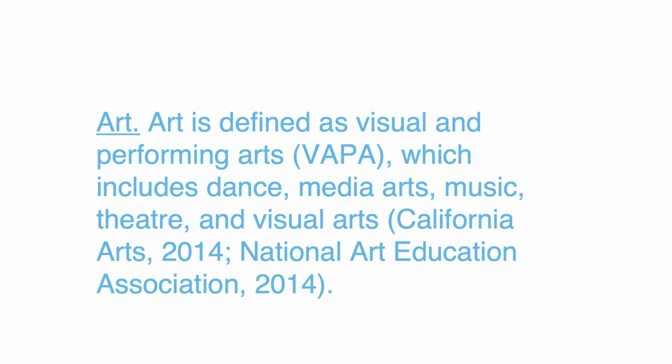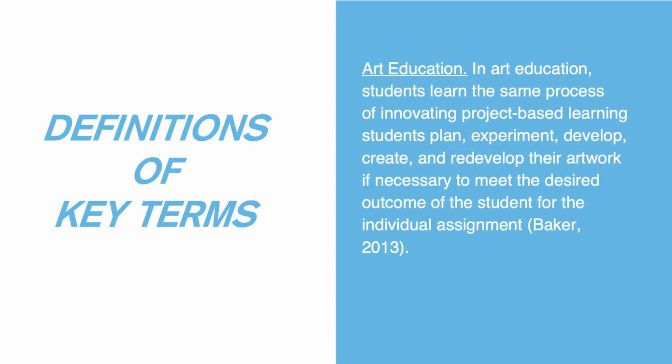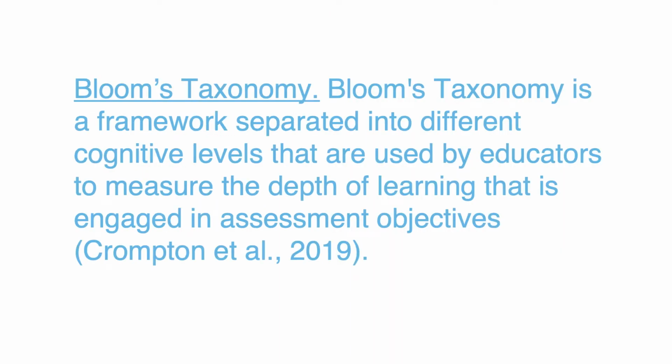Definitions of key terms. Art. Art is defined as visual and performing arts, which includes dance, media arts, music, theater, and visual arts. Art education. In art education, students learn the same process of innovating project-based learning. Students plan, experiment, develop, create, and redevelop the artwork if necessary to meet the desired outcome of the student for the individual assignment.